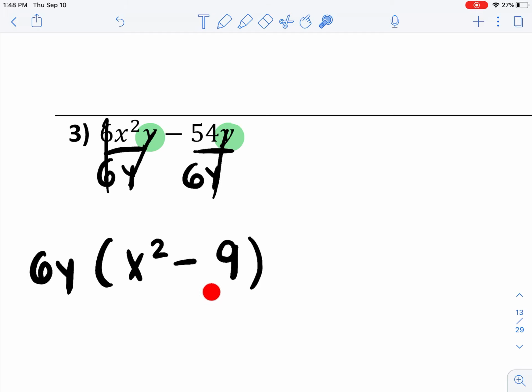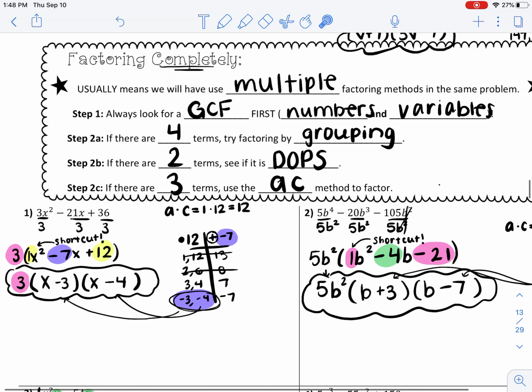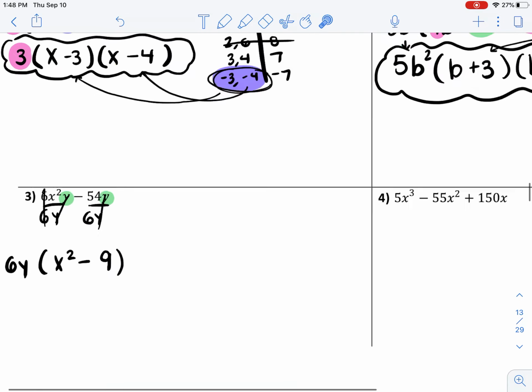But then you have to look at what you have left. I've got x squared minus 9 left. That's 2 terms, and if you have 2 terms, according to the steps, if there are 2 terms, see if it's dots.